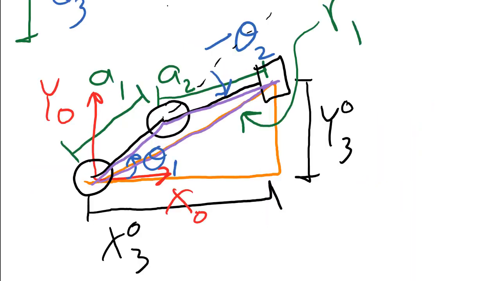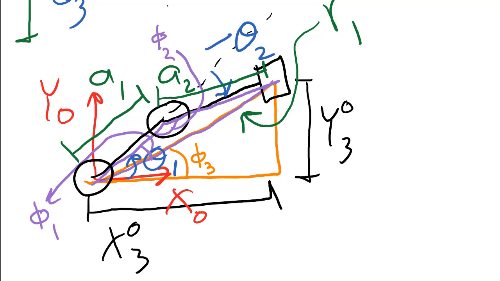I'm going to zoom in a little bit so we can see the angles a little bit better. Now I'm going to label some of the angles that we're going to need. This purple angle right here, I'm going to call it Phi1. This other angle in the purple triangle, I'll call it Phi2. And then this angle in the orange triangle is going to be called Phi3.